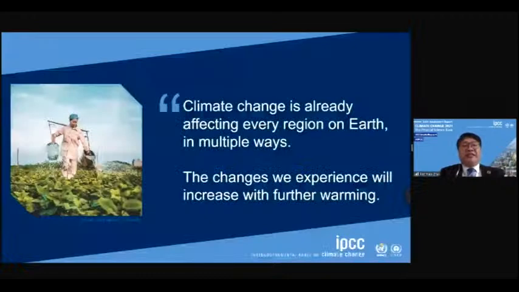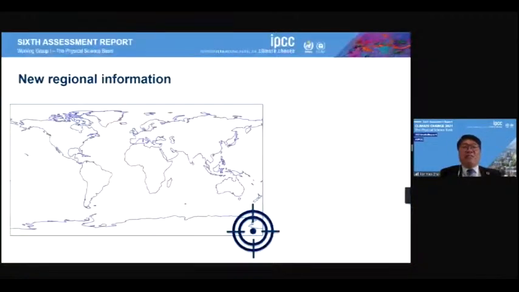Climate change is already affecting every region on Earth in multiple ways. But climate change manifests differently depending on where in the world you are. There are different combinations of changes in every part of the world. In this report, we added more new information that is useful on a regional scale. This is an area of climate science that has rapidly advanced in the last 10 years.